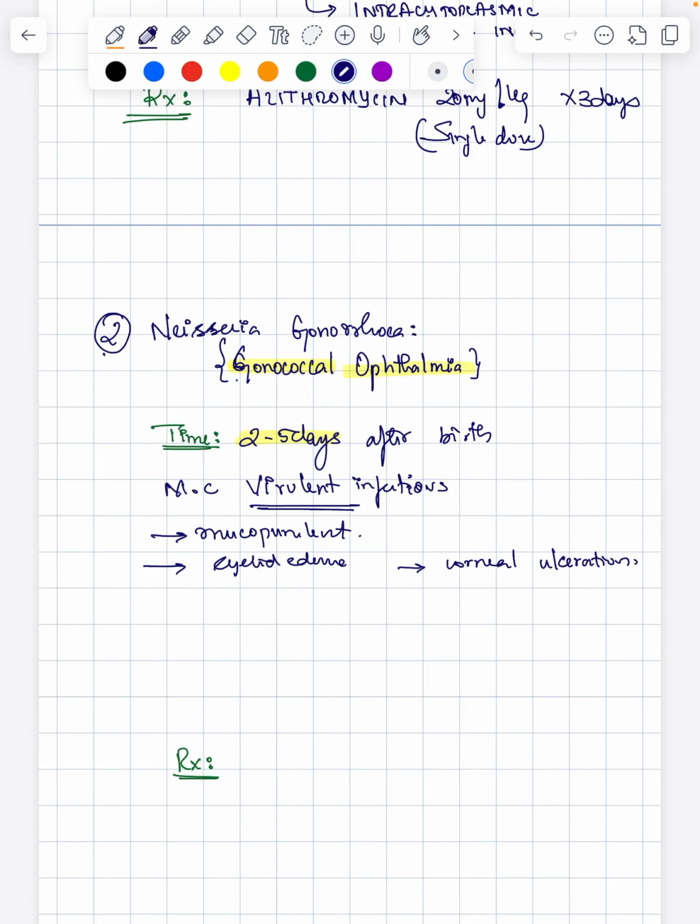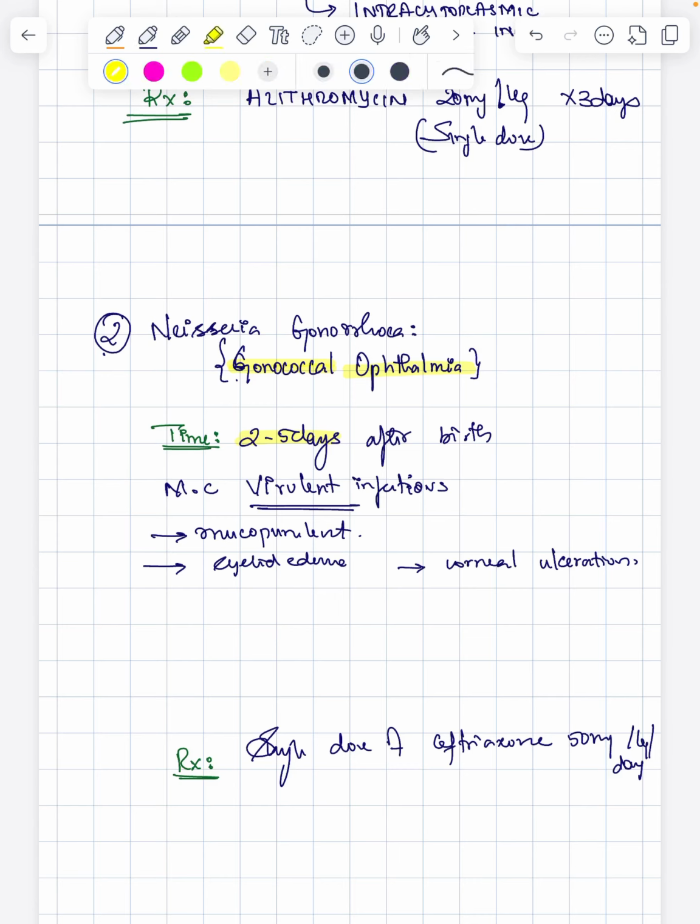So what is the treatment of this gonococcal ophthalmia? You have to give a single dose of ceftriaxone, that is around 50 mg per kg per day. Along with that, you have to give a saline irrigation of the eyes. Saline irrigation of the eyes every 1 to 2 hours should be given. This is regarding your gonococcal ophthalmia.